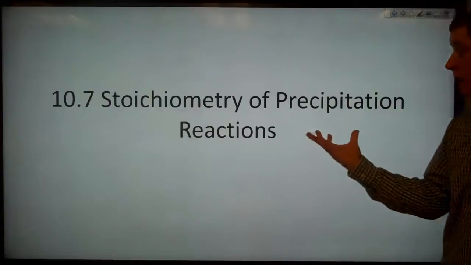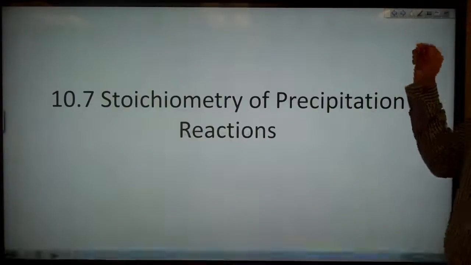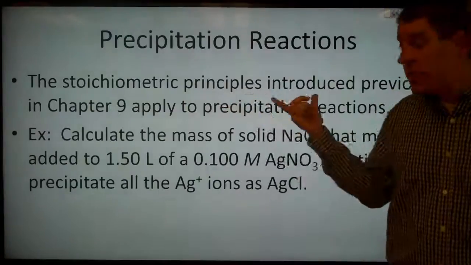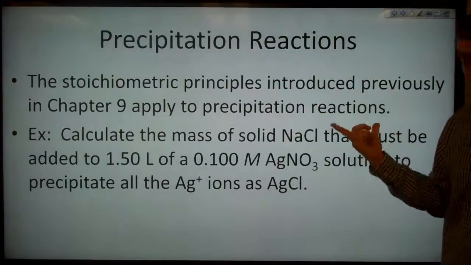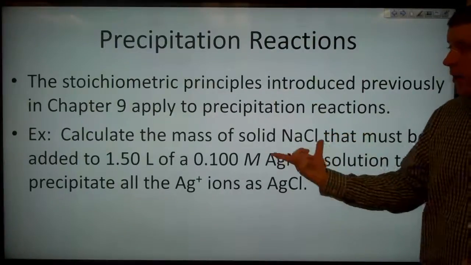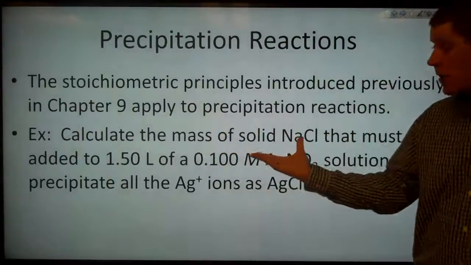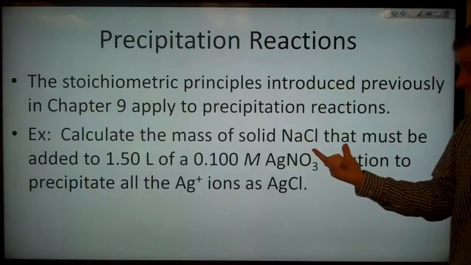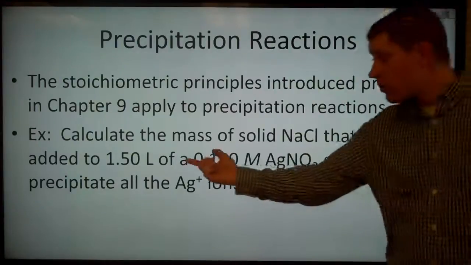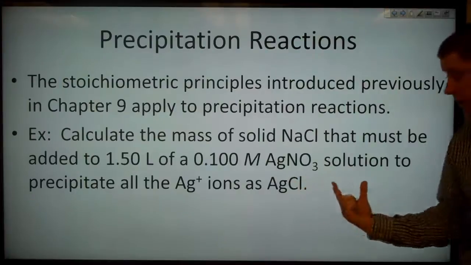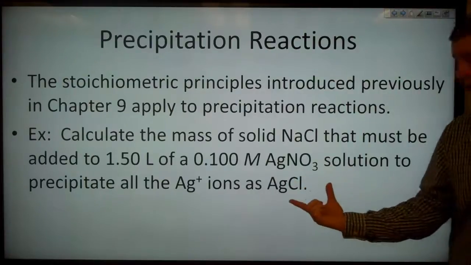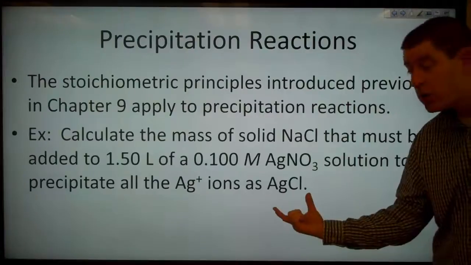Welcome to the Stoichiometry of Precipitation reactions. The stoichiometric principles that were introduced previously in Chapter 9 apply to precipitation reactions. For example, let's calculate the mass of solid sodium chloride that must be added to 1.50 liters of a 0.1 molar silver nitrate solution to precipitate all of the silver ions as silver chloride.